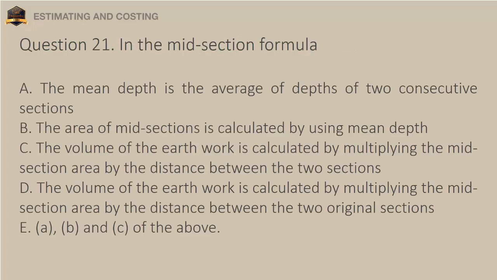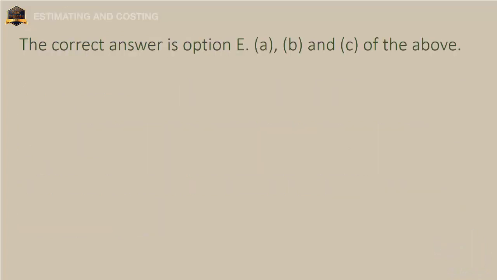Question 21. In the midsection formula. A. The mean depth is the average of depths of two consecutive sections. B. The area of midsection is calculated by using mean depth. C. The volume of the earthwork is calculated by multiplying the midsection area by the distance between the two sections. D. The volume of the earthwork is calculated by multiplying the midsection area by the distance between the two original sections. E. A, B and C of the above. The correct answer is option E. A, B and C of the above.